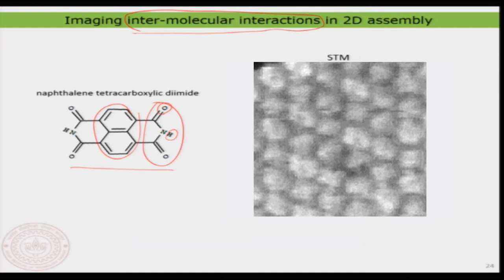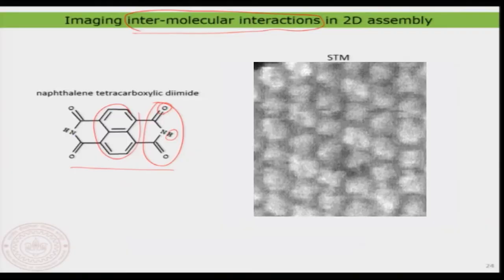You can see that there are different orientations of the molecule. Once the molecule in one row is oriented like this, in the other row it is oriented like this. So there is a slight difference in their orientation, basically to maximize the hydrogen bonding. You can see here the hydrogen bonding is maximized when they arrange like that, and then they form a nice self-assembled pattern. This is very well known.